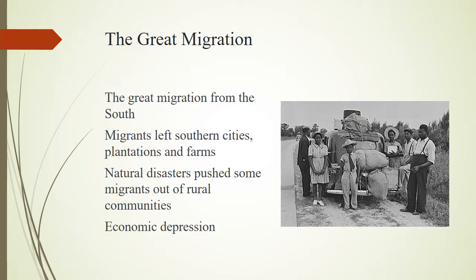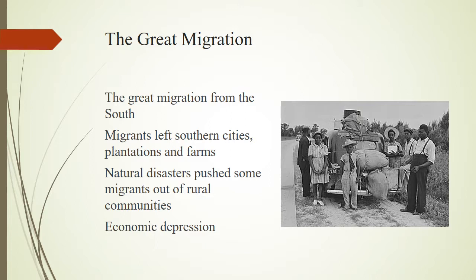Why did black migrants leave the South? Well, there were all kinds of what historians call push factors, including poverty, debt peonage, lynching, stagnant wages, and the daily violence and indignities of Jim Crow. There were natural disasters that pushed some migrants out of rural communities. For example, there were boll weevils.